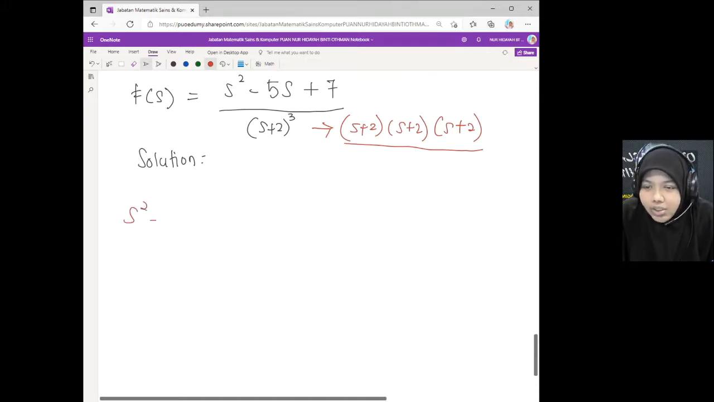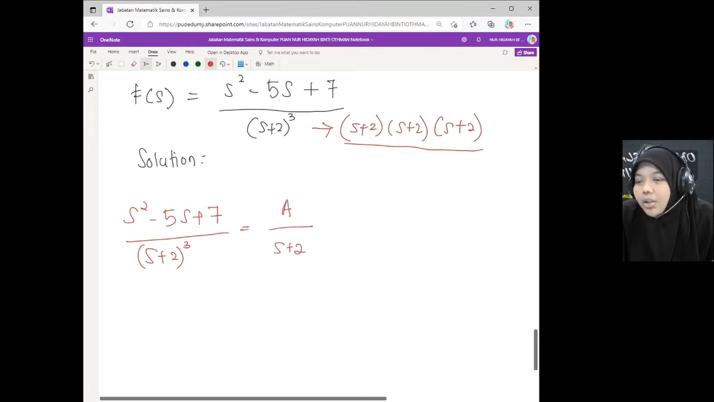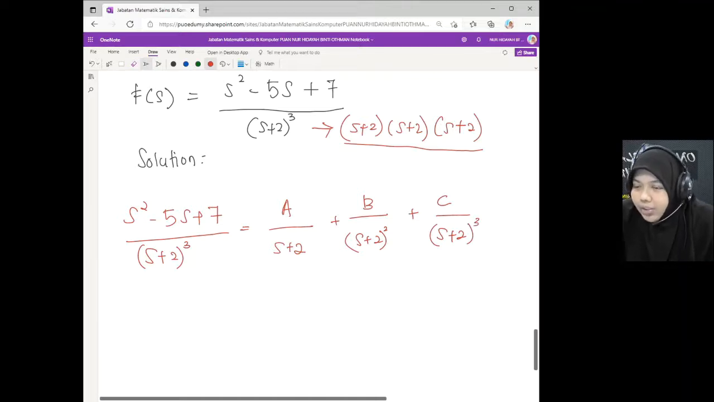So therefore kita boleh teruskan dengan solution first step, iaitu kita divide by 3 lah. Actually we have A over s plus 2, plus B over s plus 2 to the power of 2, and C over s plus 2 to the power of 3. So kita akan divide into this form lah, A, B and C. Since there are 3 repeated linear functions, kita akan divide kepada 3 bahagian, iaitu A, B dan juga C.